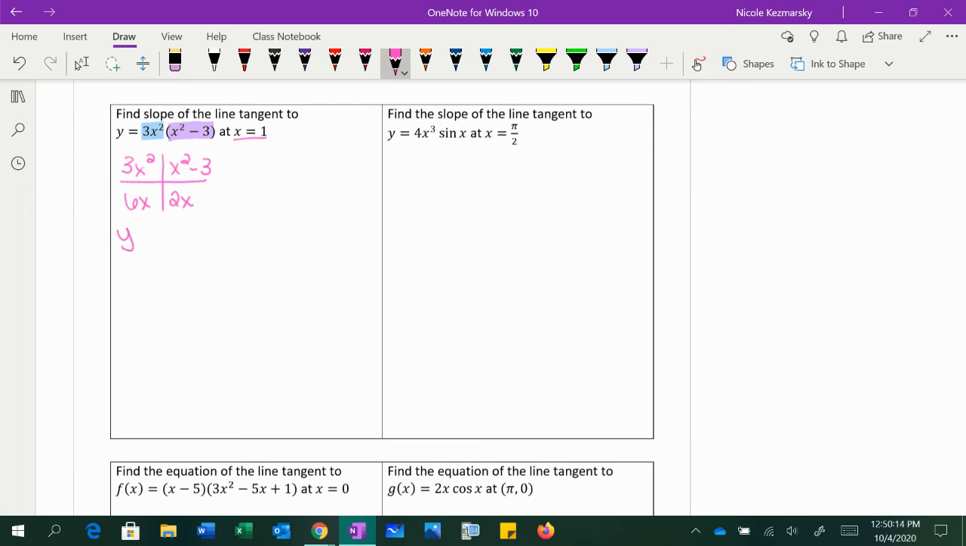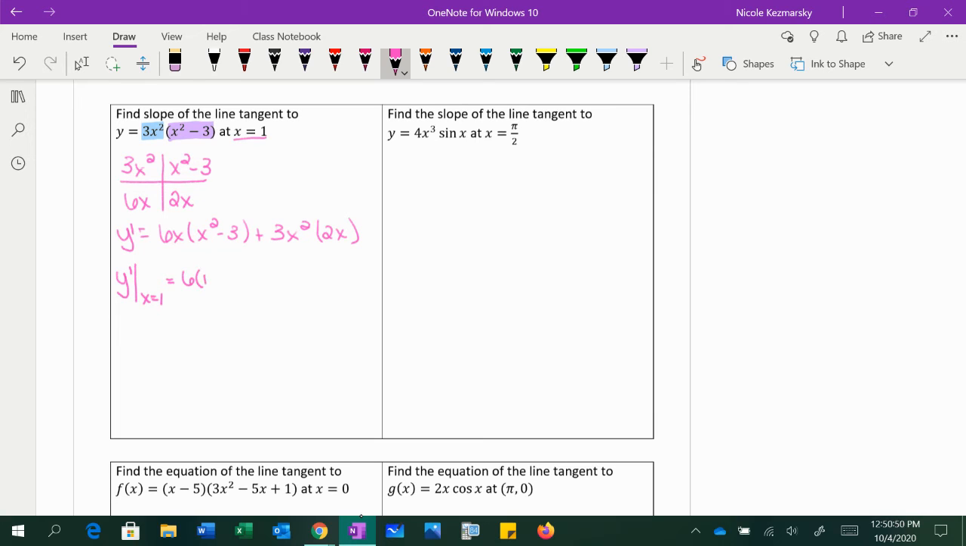And then I'm going to go ahead and write out my y prime. So I'm going to start with the 6x. 6x times x squared minus 3 plus 3x squared times 2x. The nice thing about plugging in a 1 is you really don't have to simplify what you're working with. So I can just go straight to y prime such that x equals 1. And that straight up and down line just means this is what you're plugging in. It's an indicator when you don't have parentheses to plug into.